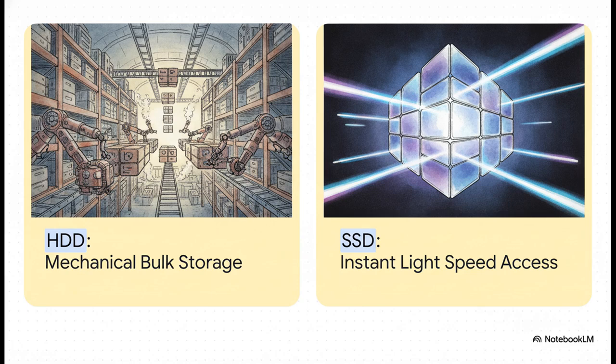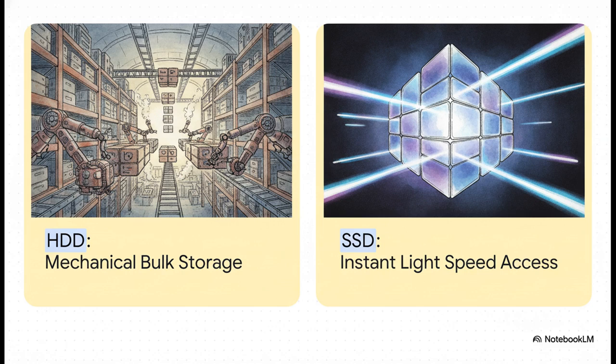But remember, underneath all that cloud magic, physical storage hardware still absolutely matters. In the data centers that are actually powering our operations, we have to choose between HDD, which is a hard disk drive, and SSD, a solid-state drive. And these choices uniquely impact our data access speeds, overall performance, and, of course, cost.